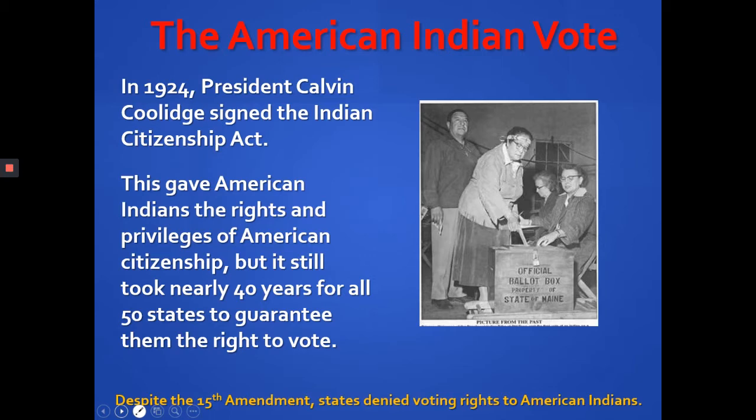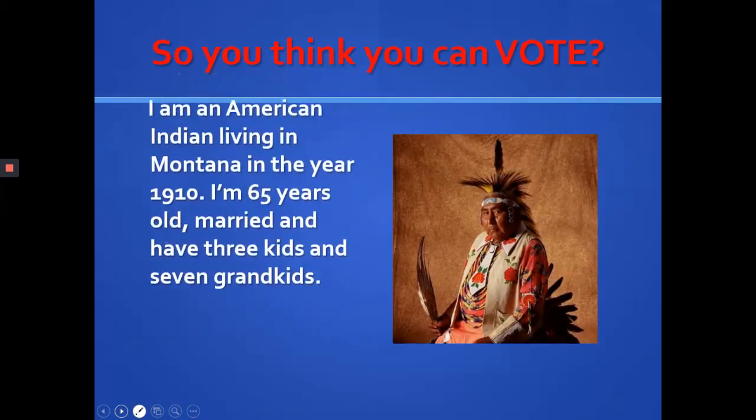Despite the 15th Amendment, states were still denying the rights of American Indians to vote. Because when we think about the 15th Amendment, we said it allowed anyone of race, creed, or color to vote. That applied to American Indians as well.